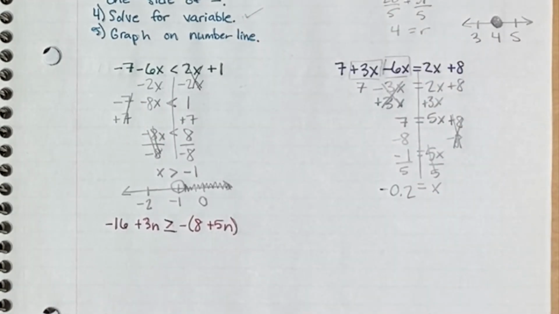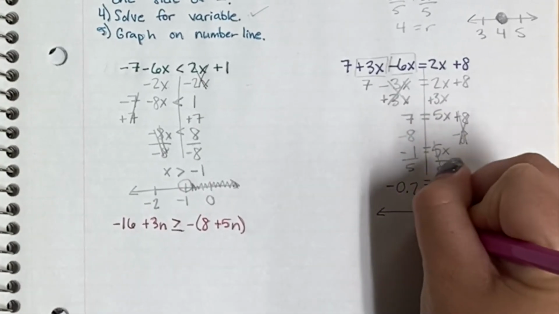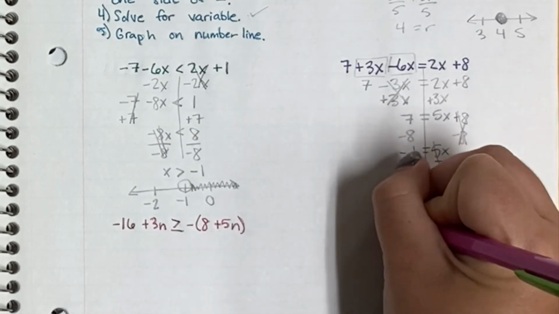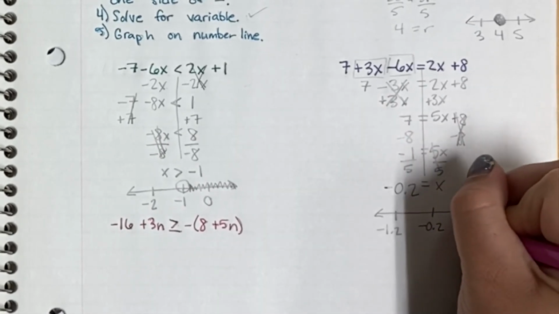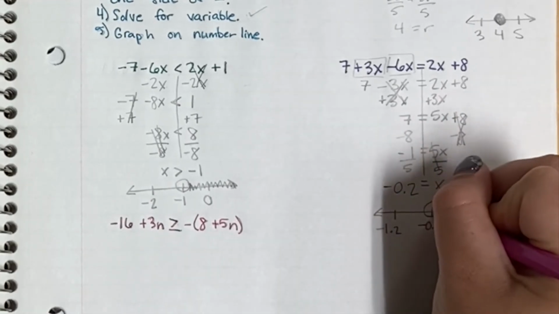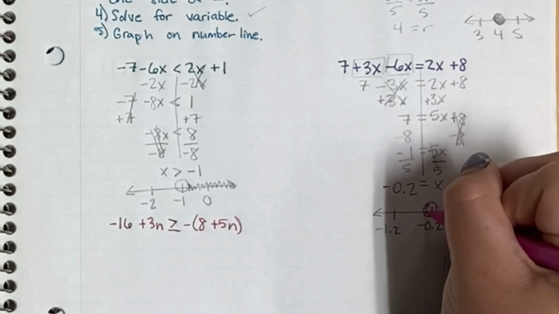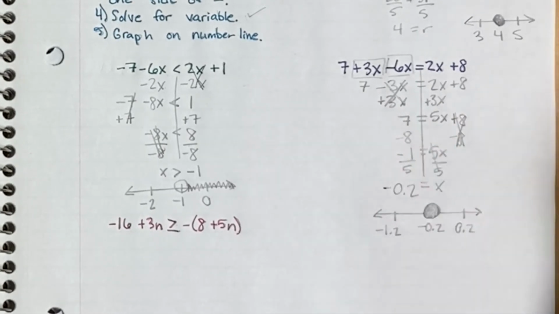Now I need to move on to step number 5, which is graph a number line. So I'm going to create a number line, putting that -0.2 in the middle, 1 less on the left, 1 more on the right. Put a circle. It is equal to, so I fill it in. It's not greater, it's not less, it's just equal to, so that is the only way to represent it.